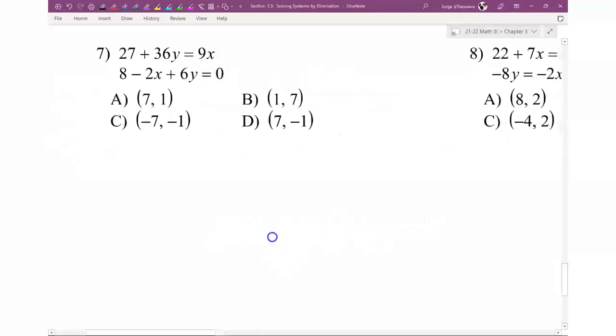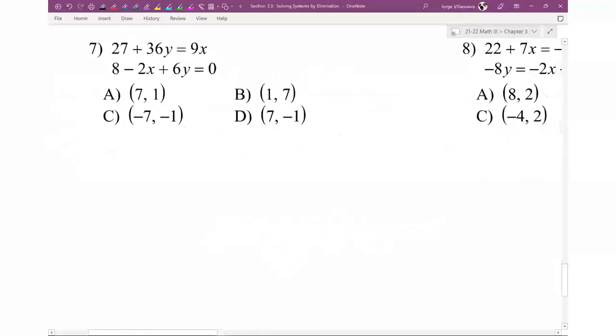Let's work on number 7. Okay? So look at number 7, the top equation. I'm going to move the 27 this way, and I'm going to move the 9x this way. Okay, I'm just showing you by arrows. I'm going to erase them right now, but I'm just showing you what I'm going to do.